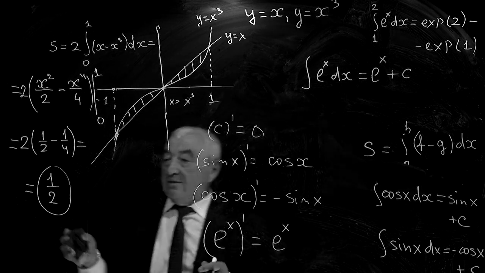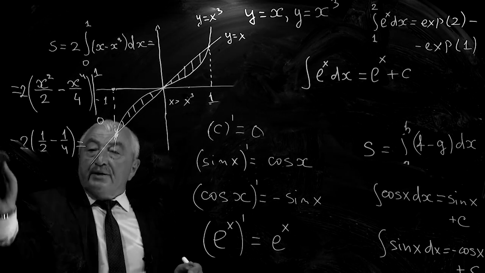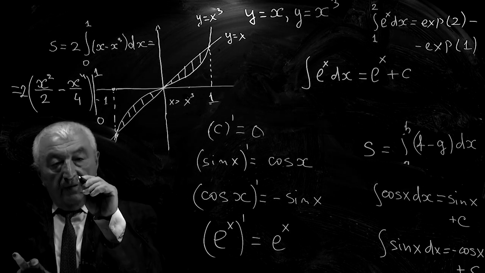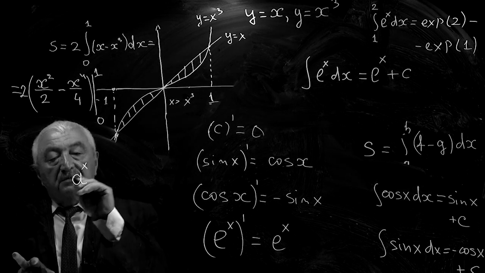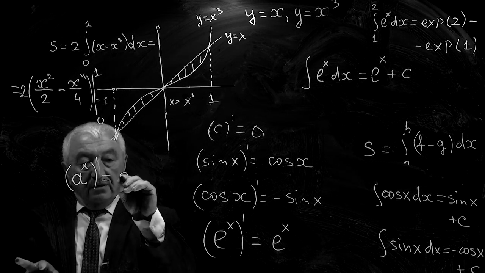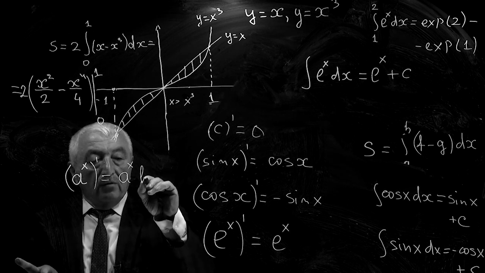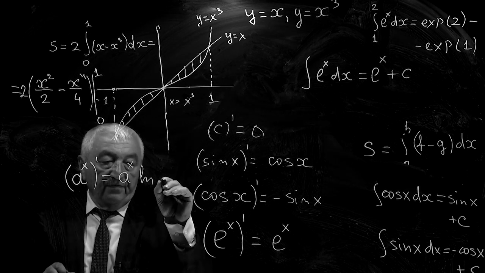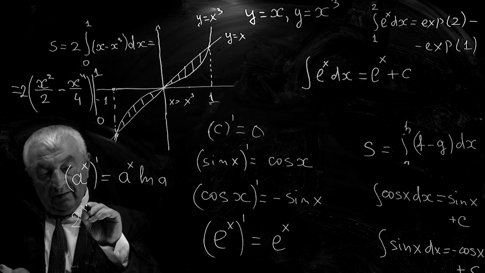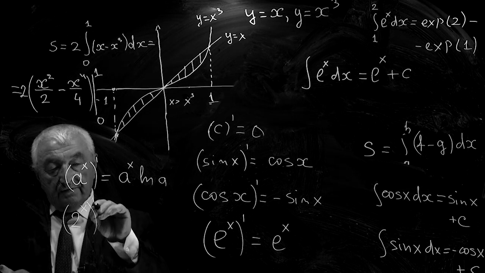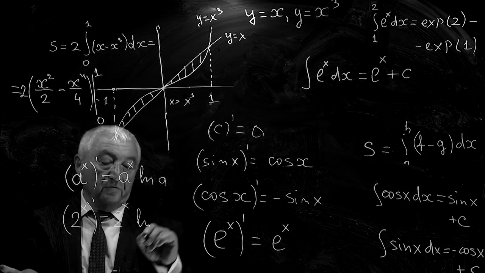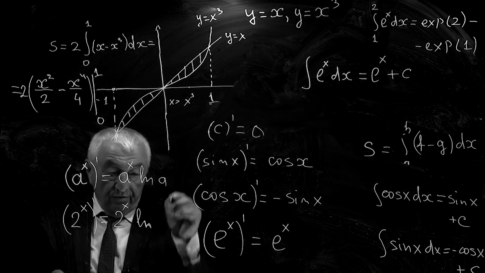About another base, for example, the derivative of a to the power x is equal to a to the power x times the natural logarithm of a. What is meant? It means the derivative of 2 to the power x is equal to 2 to the power x times the natural logarithm of 2.